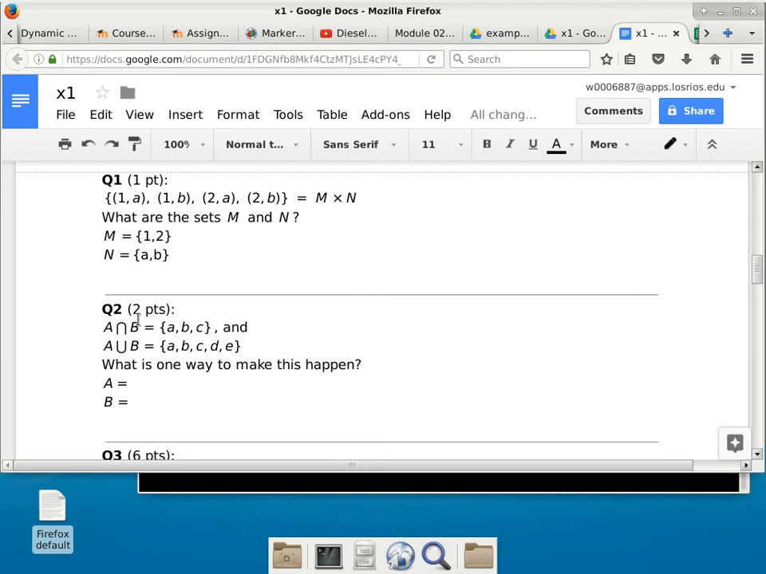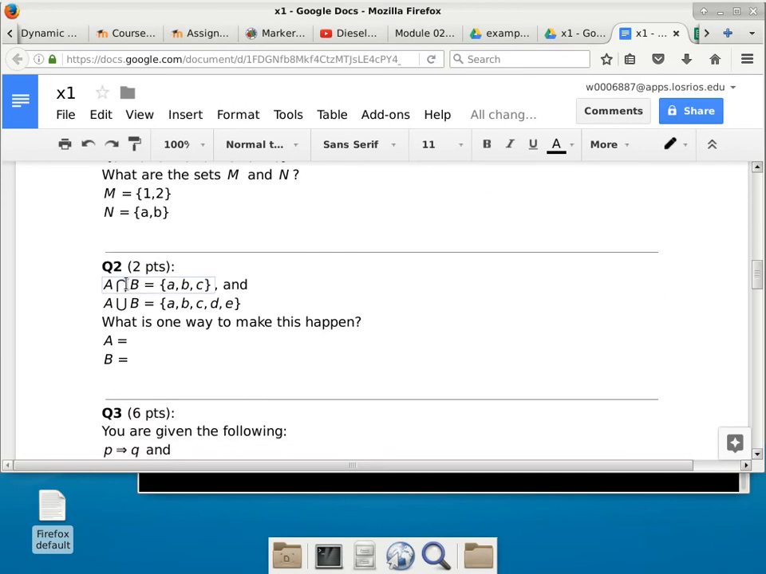Question number 2 is worth a little bit more, 2 points. I give you two expressions. I tell you that the intersection of A and B has the elements A, B, C, and the union of A and B has A, B, C, D, E. I just want you to give me one way to make this happen. Give me one particular case of A and B so that the intersection is A, B, C and the union is A, B, C, D, E. You can give me the easiest one.